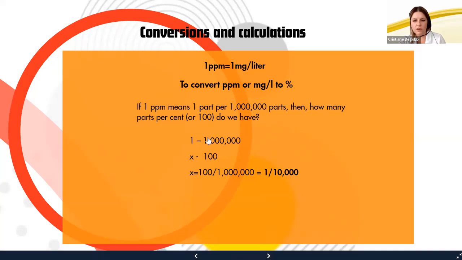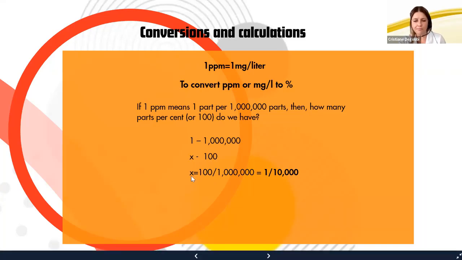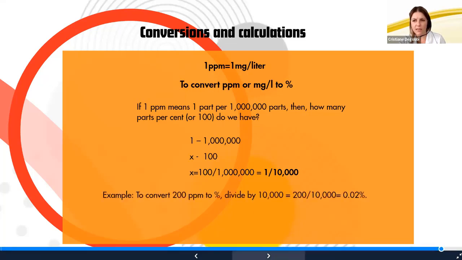You just cross multiply in a cross pattern here. 1 ppm is one part per 1 million parts. Then how many is percent? So you're going to have one divided by 10,000. I'm just showing you how you got to that math. It doesn't have to be that complicated. You just need to divide.